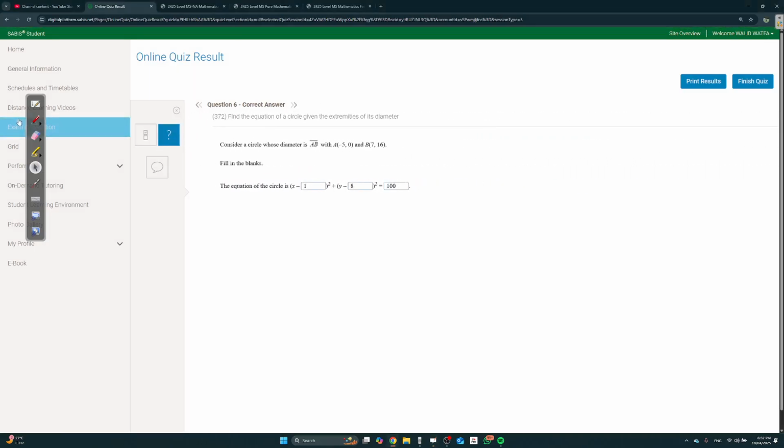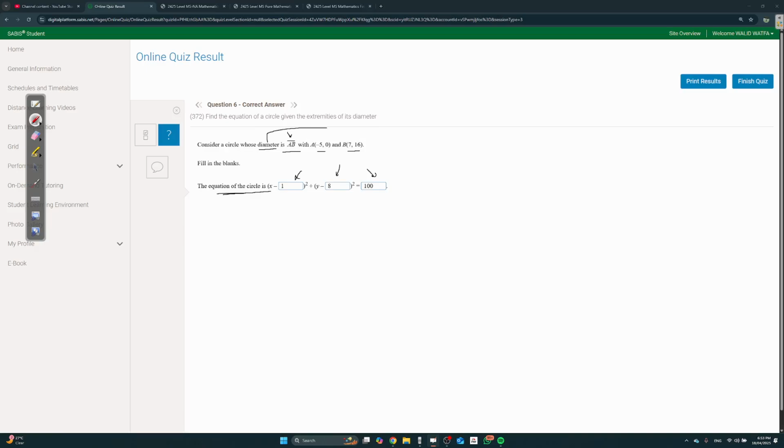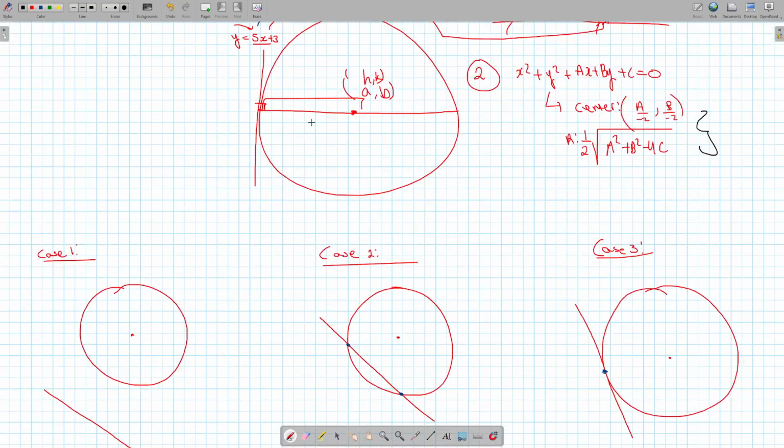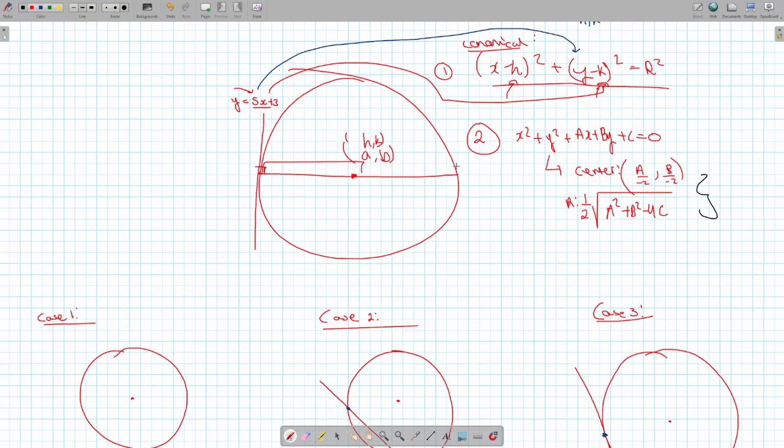Question 6. Consider a circle whose diameter is AB with A(-5, 0) and B(7, 16). So this is the diameter. What is the equation of the circle? Remember, to find the equation of the circle, we need the radius, obviously r squared, and we need the center, h, k, right? But knowing the diameter, can we find the center? We know that the center is actually the midpoint of the diameter. So over here, the diameter is like this, very long, and you want to find the point in the middle of the diameter.